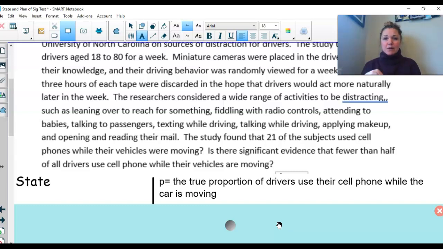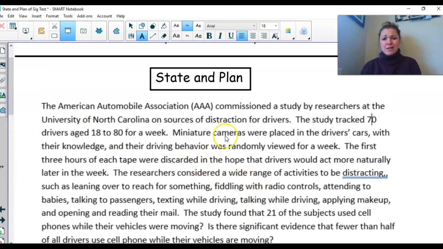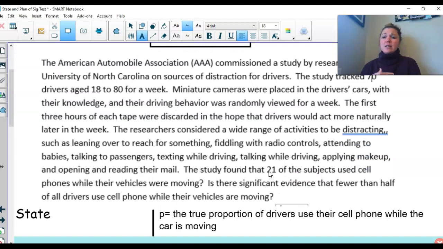Now, typically we start with the null hypothesis. That's your claim or some kind of assumed truth. But if you read through that, it doesn't tell us what that is. So when it doesn't tell us, we learned yesterday that you go to where it talks about what we are looking for, because that's your alternative hypothesis. So what we're looking for is evidence that fewer than half use their cell phone while moving. So that's our Ha, P is less than 0.5.